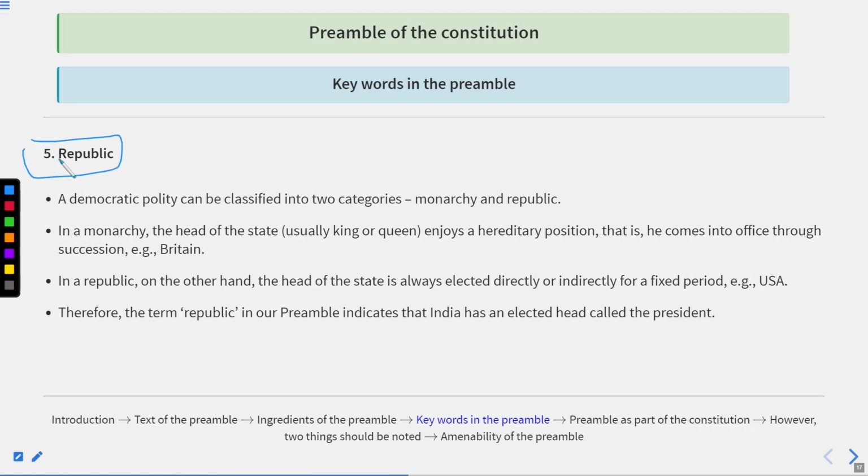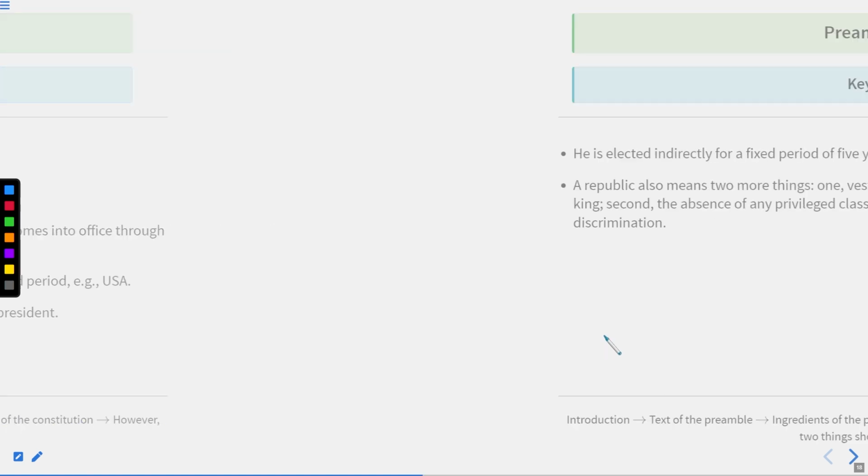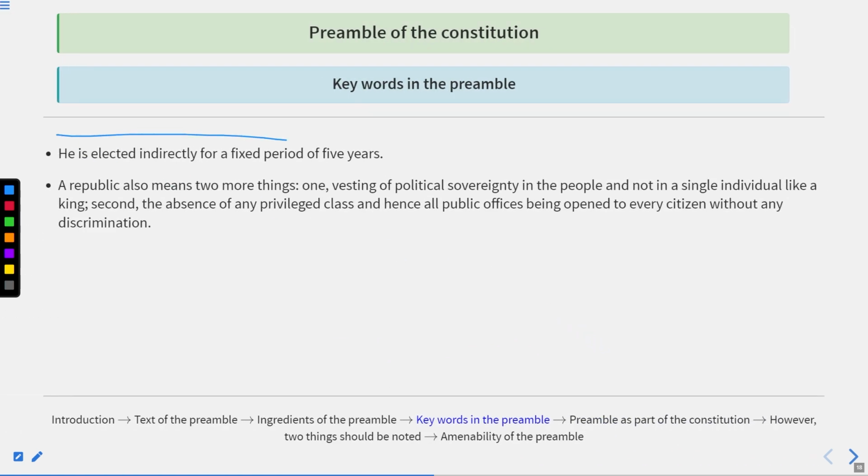Thereafter, the next word we have is republic. The democratic polity can be classified into two categories: monarchy and republic. In a monarchy, the head of the state, usually a king or queen, enjoys a hereditary position. He comes into office through succession. An example is Britain. There is no election, no voting for the monarch. In a republic, on the other hand, the head of the state is always elected, directly or indirectly, for a fixed period, like the US. Therefore, the term republic in our Preamble indicates that India has an elected head called the President, which I told you in the starting, elected indirectly for a fixed period of 5 years.